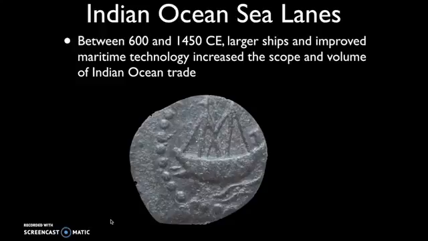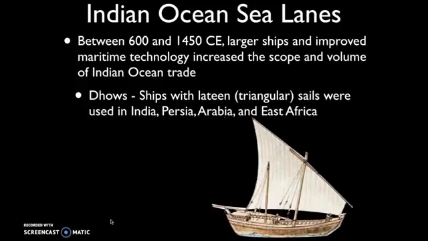So how did new technologies impact Indian Ocean trade? Between 600 and 1450, larger ships are being built with improved maritime technology, which is going to increase the scope and volume of Indian Ocean trade. For example, they start building dhows, ships with lateen triangular sails, which are used initially in India, Persia, Arabia, and East Africa. The benefit of a triangular sail is it allows you to sail upwind. If you just have a square sail, you have to have the wind at your back, but with a triangular sail, you can maneuver it and allow a boat to tack upwind, and so you become less reliant upon the wind over time.